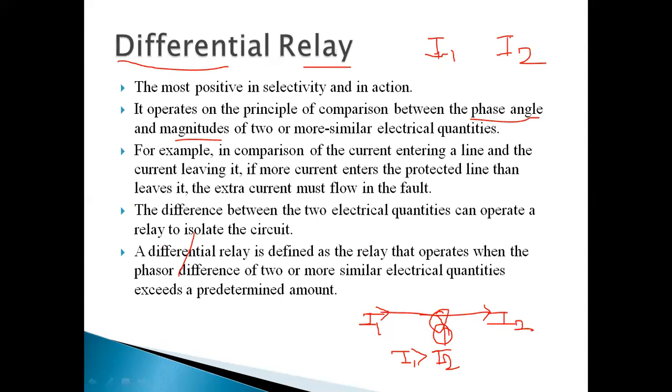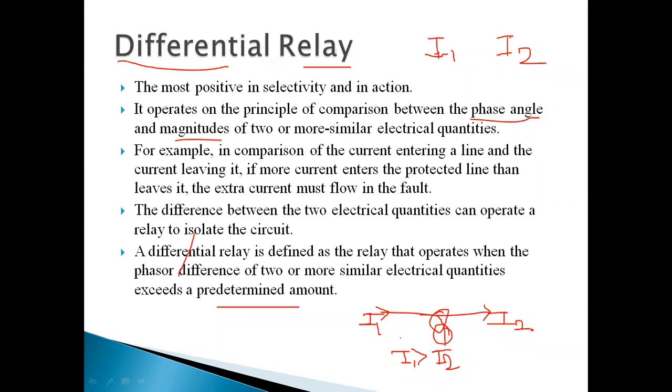A differential relay is defined as the relay that operates when the phasor difference of two or more similar electrical quantities exceeds the predetermined amount. So if the difference between the two quantities exceeds the predetermined amount, then your relay will operate. That is the differential relay. So all of you understood what is meant by differential relay.